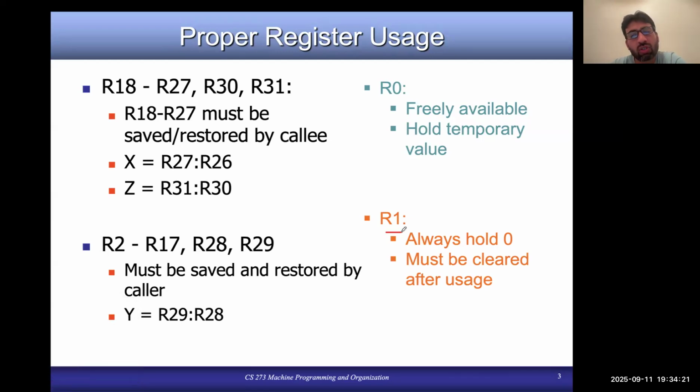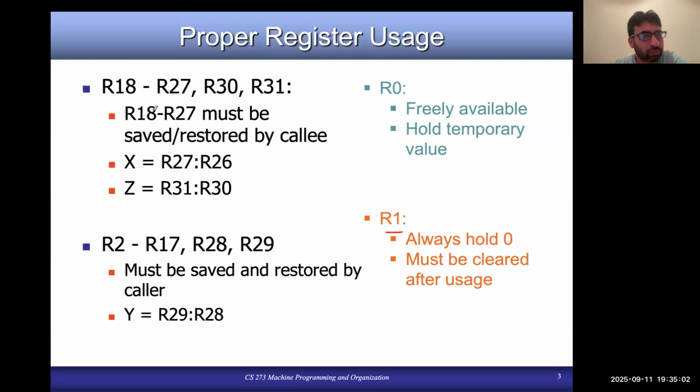R1. We normally use it to always hold zero, and we must clear it after usage. For example, if you put something other than zero in R1, once you are done, it's always a convention to put zero back into R1. It becomes convenient because you are sure that R1 is not holding anything else; it will always hold zero. Then in your program, if you want to check some condition or compare some other register with a zero value, you can directly say, compare with R1. So it is a convenient source of zero value for you in the program.